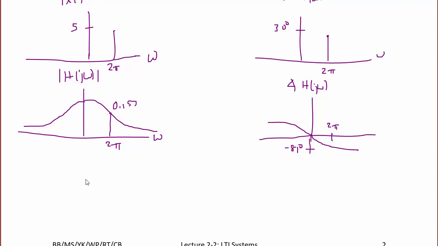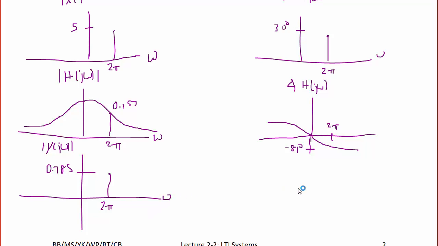And then finally, we plot the magnitude and phase spectrum for y of j omega. For the magnitude of y of j omega, we're going to have at 2 pi a value of 0.785. And for the angle of y of j omega at 2 pi, we're going to have a value of negative 51 degrees.